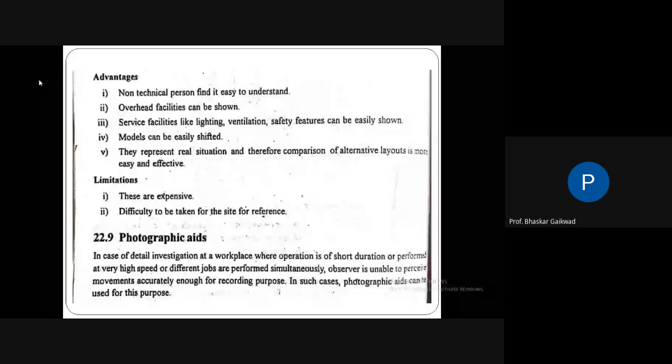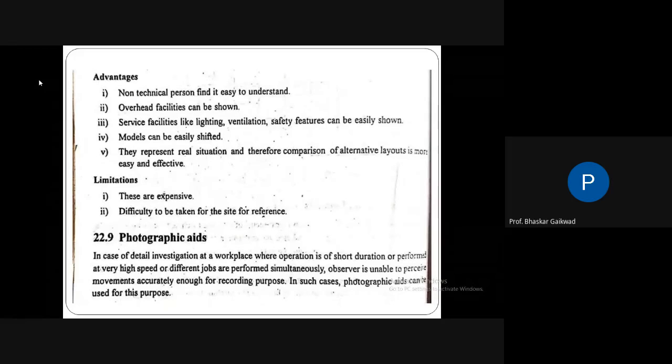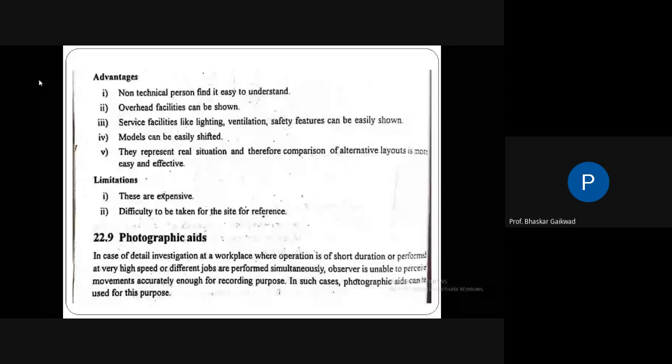Now, what is the limitation of this model? They are very expensive, and a little bit of time is required to manufacture them. There is difficulty in taking them to the site for reference. Sometimes if the plant is very big, then it is very difficult to take these parts to the site where this type of layout is actually required. So this is about the templates and models.